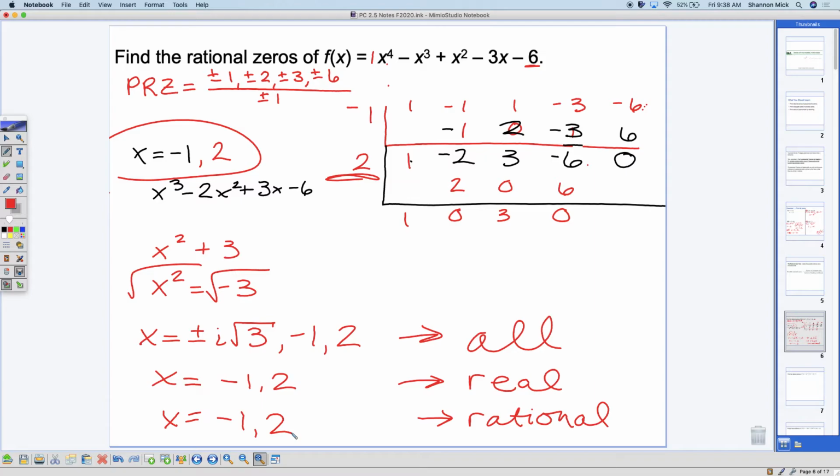Now, here's a what if for you guys. If this i was not there, don't ask me where I got it, I said it's a what if. Everyone pay attention. If that i was not there, this is all of my solutions still, yes? What are all my real solutions? Plus or minus the square root of 3, and we include negative 1 and 2. What are all my rational solutions? Not that. Negative 1 and 2.